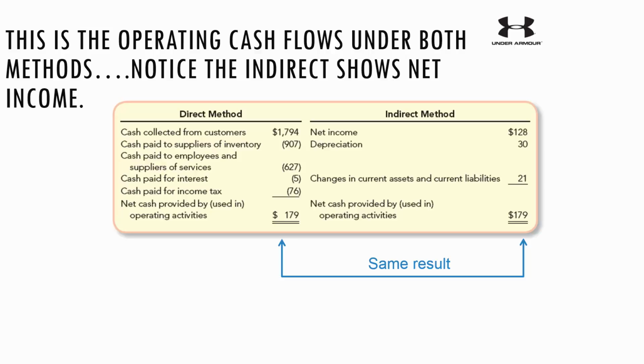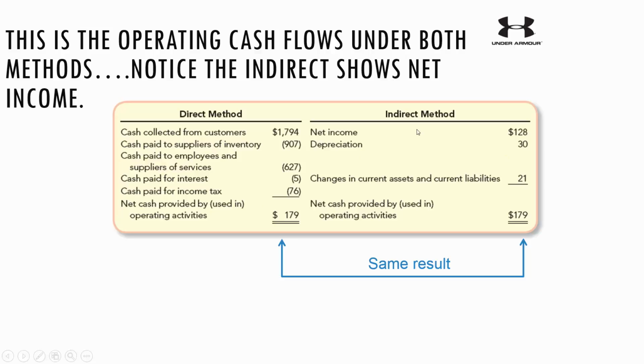So whether you use the direct method or the indirect method, you come up with the same result. It really doesn't matter. We are going to focus on the direct method, and you are going to go through your cash account and look at all the transactions affecting cash. Collecting cash from customers, this is a debit. Paying for inventory, a credit. Pay the employees, pay the suppliers, credits. Pay interest, credits. Pay income tax, credit. And so the net change in the cash account from these operating activities is $179 million.